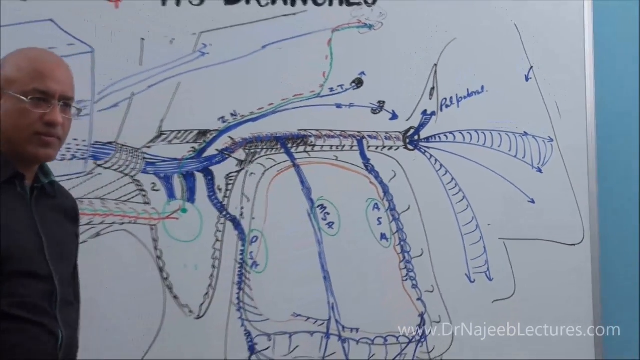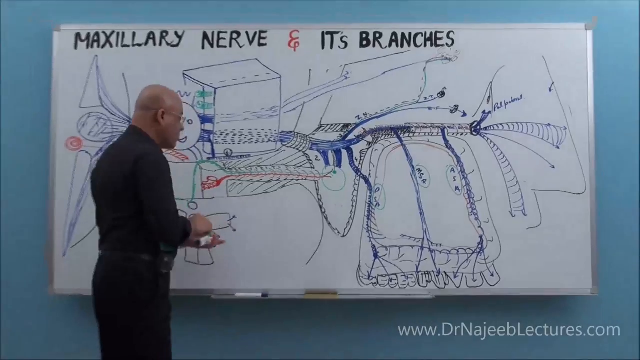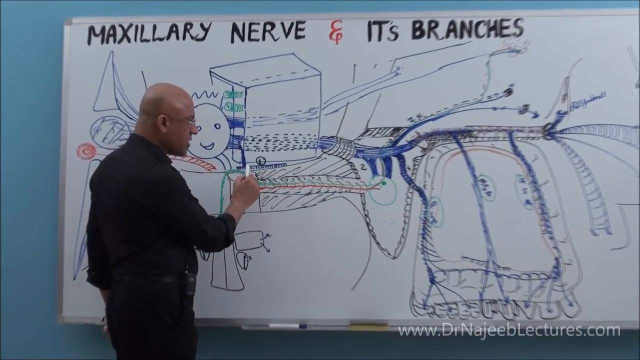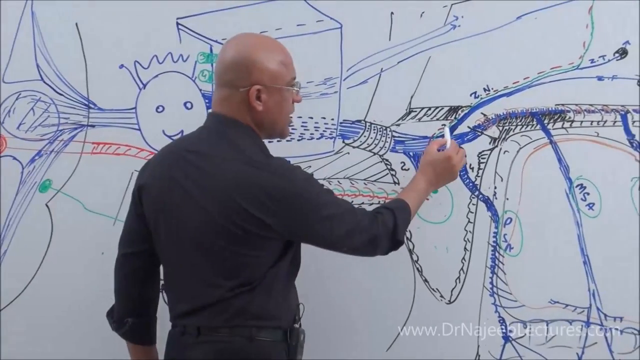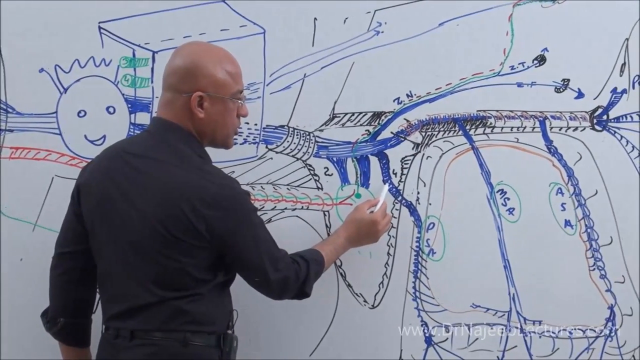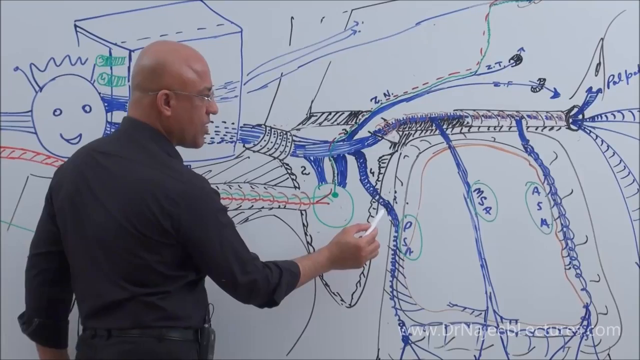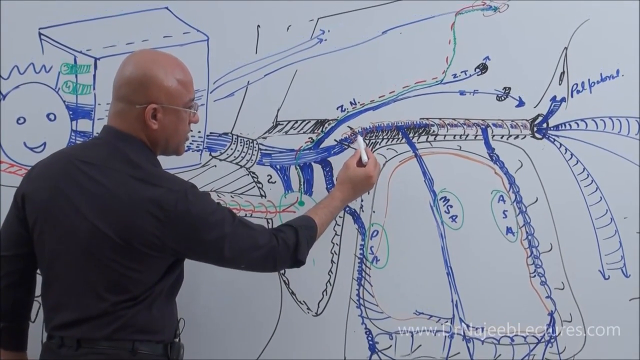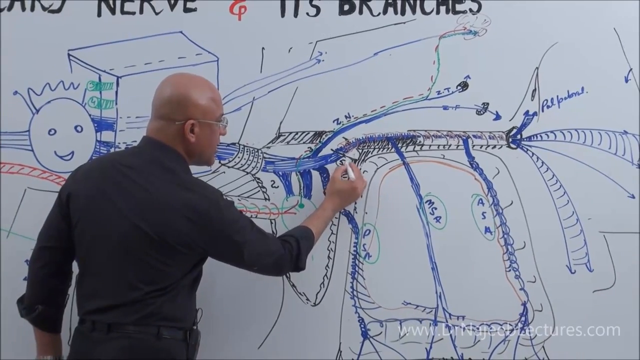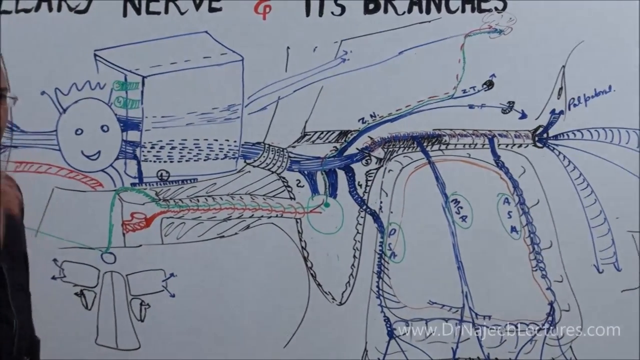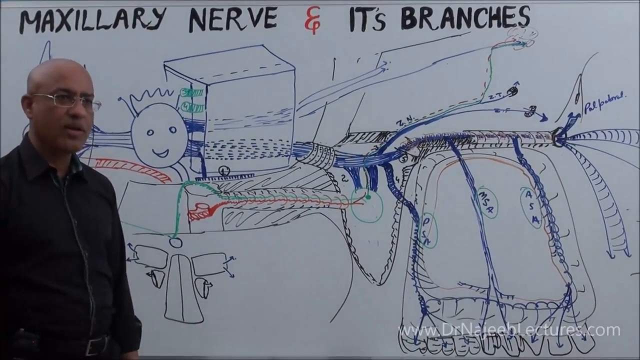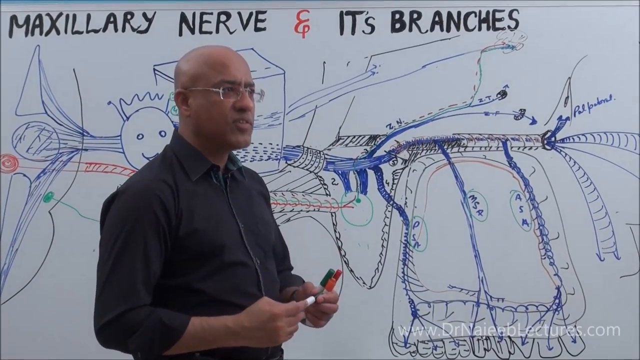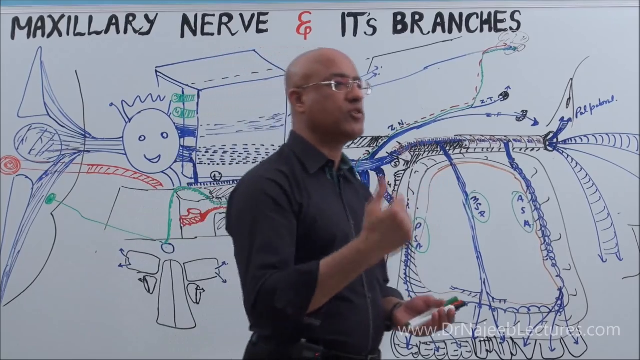Any question up to this? No. Now these branches: dural branch, ganglionic branches, zygomatic branch, posterior superior alveolar branch, right? And the infraorbital branch. These five branches are called the direct branches of the maxillary nerve. So if someone asks you, what are the direct branches of the maxillary nerve and what are the indirect branches of the maxillary nerve?